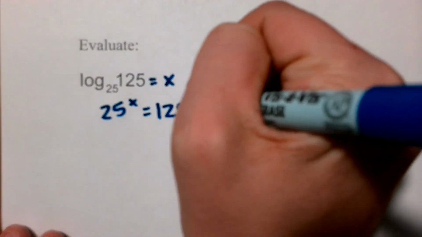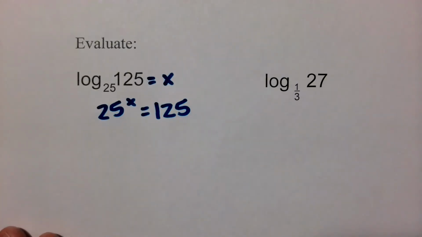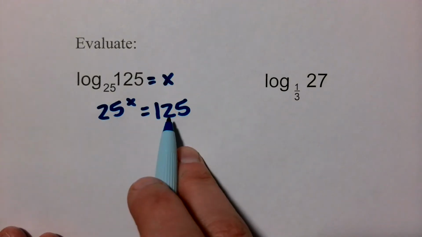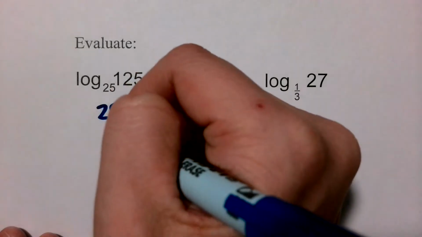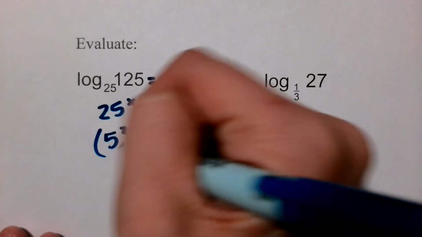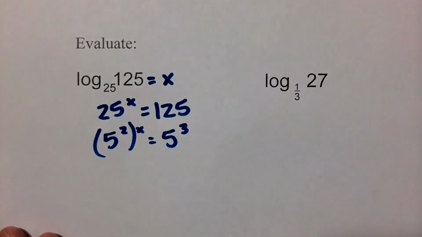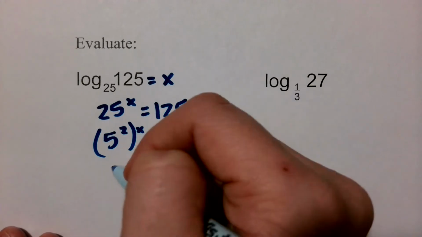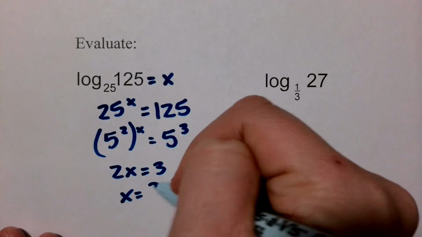equals 125. And now it's turned into a problem like what we looked at yesterday, that I need to get the same base raised to a power, and then I can solve for x by setting the exponents equal to each other. So I could rewrite our 25 as 5 squared, our 125 as 5 to the third, and then because the bases are the same, my exponents have to be equal to each other, and x ends up being 3/2.